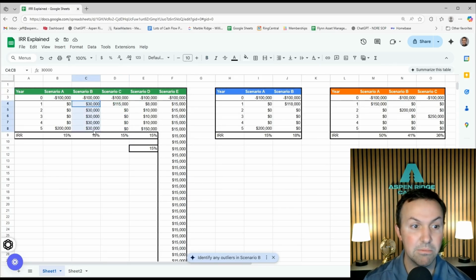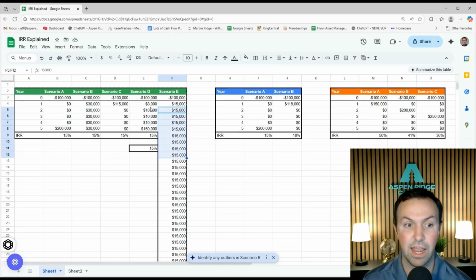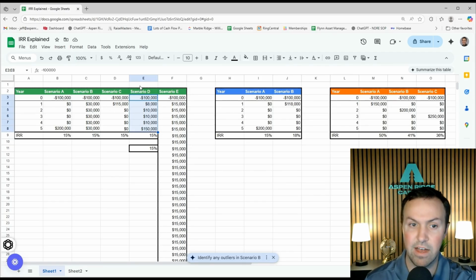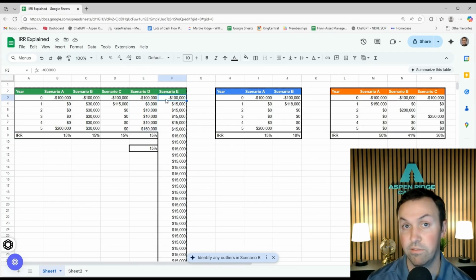Now, scenario B might make more sense for you, right? You put up the money today and you get to live off those cash flows, but then they stop. Whereas scenario E, or scenario D, you put up the money today, you get the cash flows, and for this one, it keeps going, and then you get the money back. So you'd have to reinvest after 5 years. In scenario E, you just invest once, and then you're good, right?